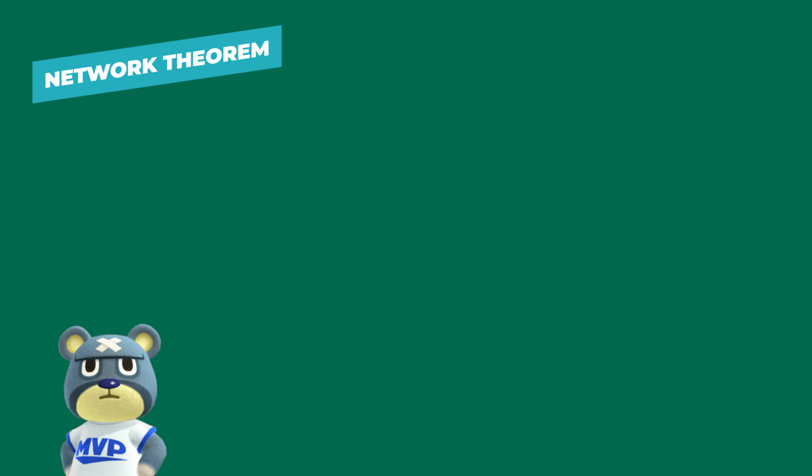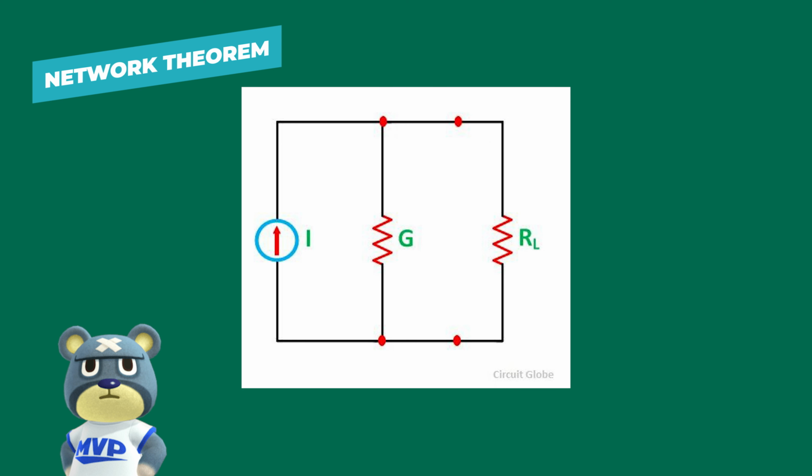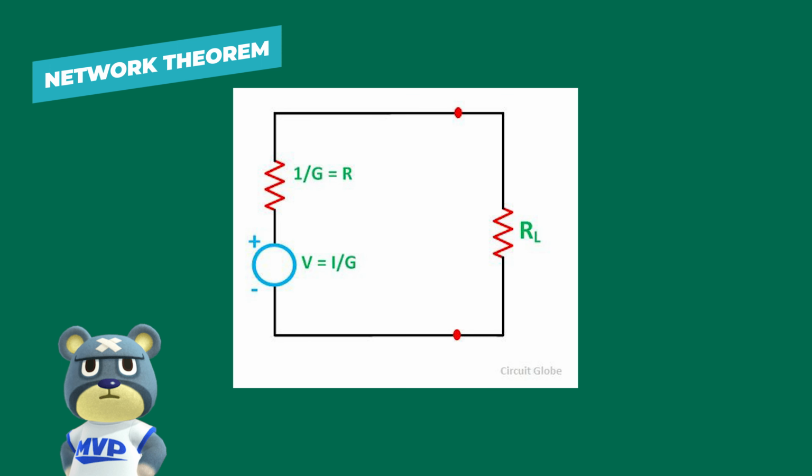Explanation of Millman theorem. Assume a DC network of numerous parallel voltage sources with internal resistance supplying power to load resistance RL as shown in the figure. Let I represent the resultant current of the parallel current sources, while G is the equivalent conductance as shown in the figure. The resulting current source is then converted to an equivalent voltage source as shown in the figure, and we get this equation.